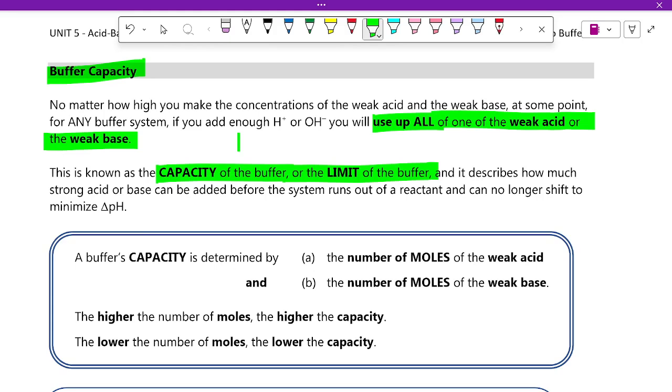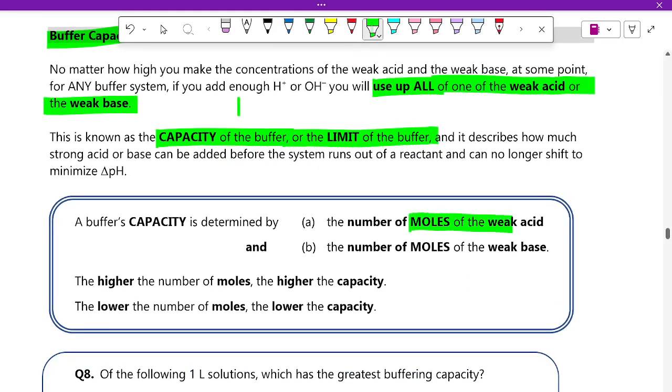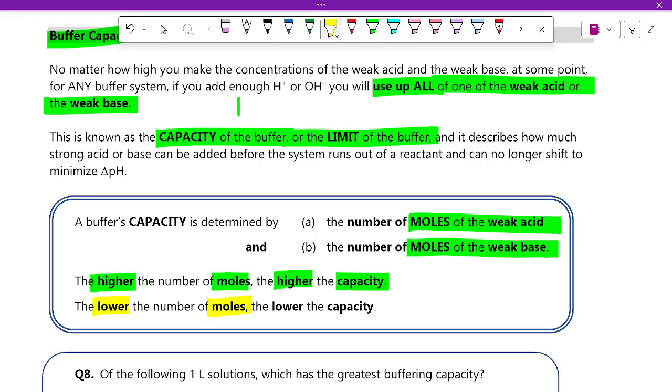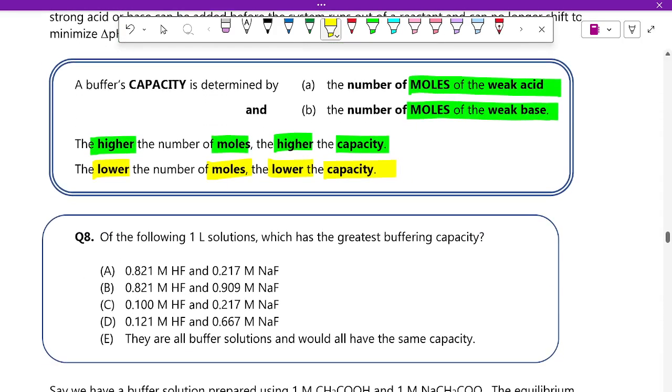So it is limited by the number of moles of the weak acid, and it is limited by the moles of the weak base. The more moles you have, the longer it can buffer for, the more acid it can absorb, or the more base it can absorb. The lower the number of moles, the less acid it can absorb and the less base it can absorb. So higher moles, higher capacity, lower moles, lower capacity. So this is the kind of question you might run across.